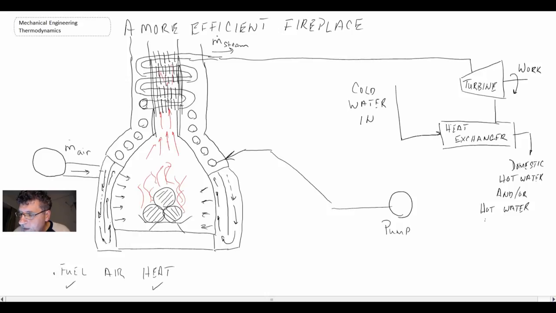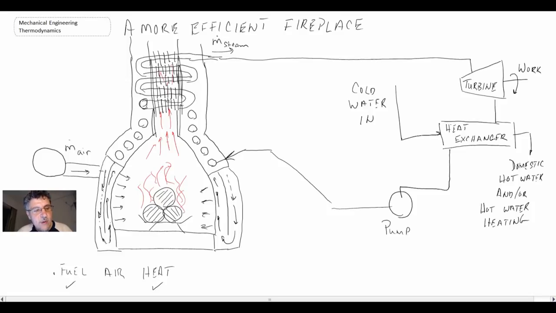So all of a sudden we're getting work, mechanical work, and we're getting hot water coming out of something, whereas before we just had a little bit of heat coming out of it. And then our fluid would come out of the heat exchanger and eventually it would come back to the pump. So that is a more efficient fireplace.